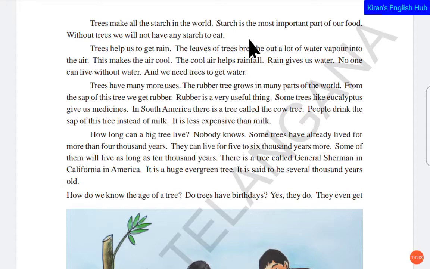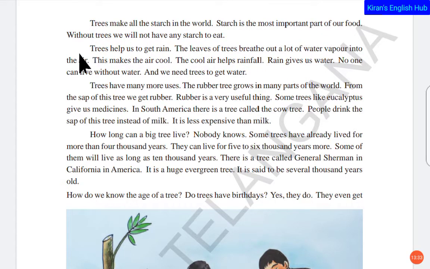So actually if we get an apple, we call it an apple, but that is basically constructed from the starch itself. So the carbon that is taken from the carbon dioxide is formed into the starch, and with the starch we get all the food, grains, leaves, fruits and all. So that starch is our food. Whatever food that we are using is starch. Then without trees we will not have any starch to eat.